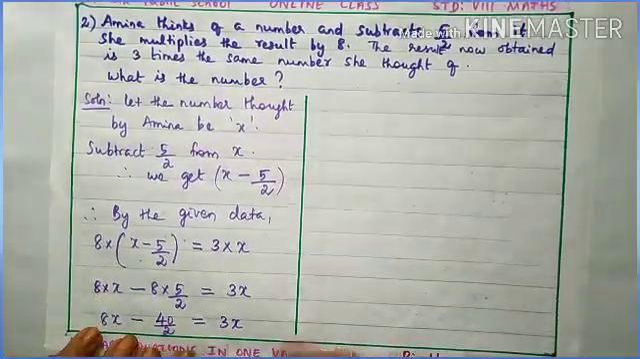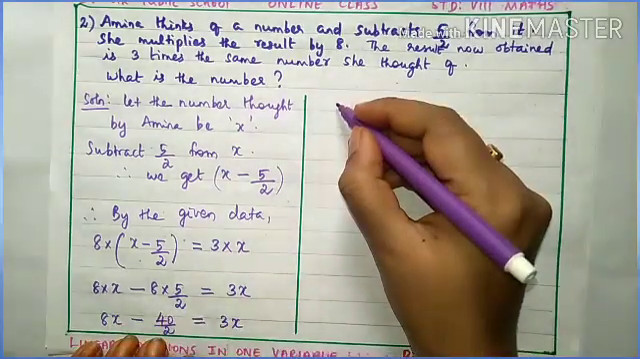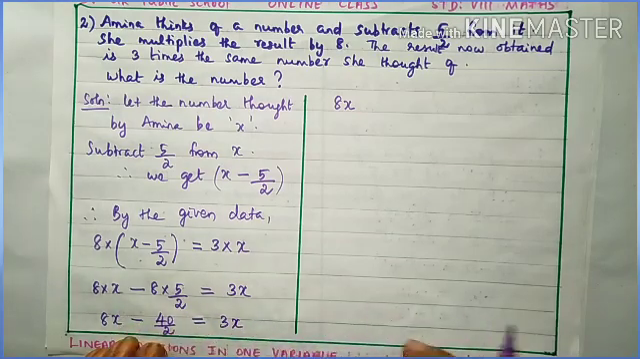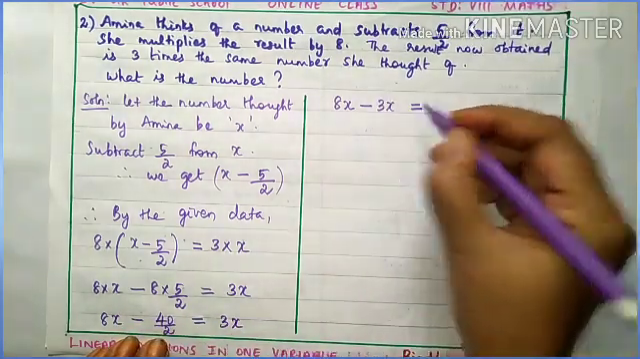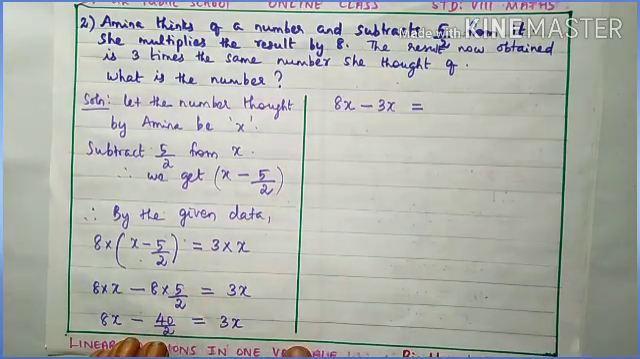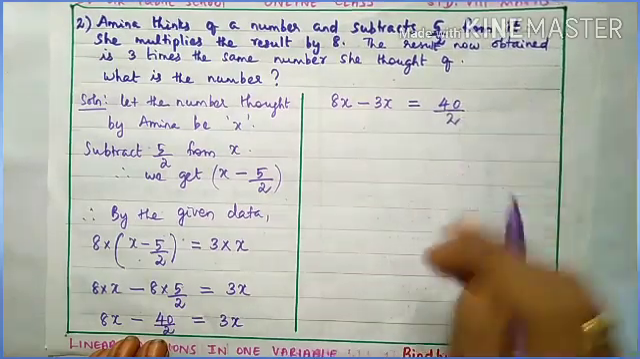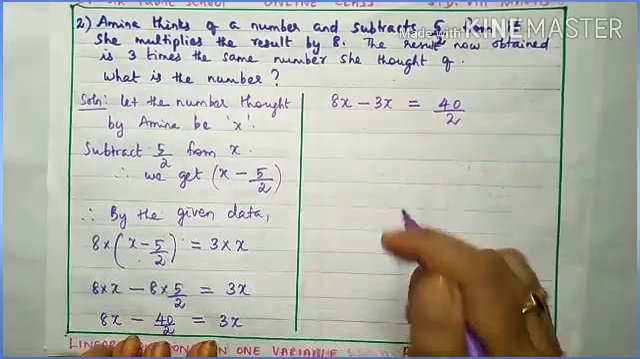So what is the next step then? Collect the variables on one side. So 8x, this 3x I am transposing to the LHS, so it becomes minus 3x equal to this minus 40 by 2. I am taking it to the RHS, so it becomes plus 40 by 2. Okay, now we got the normal form. We need to just do the calculation.